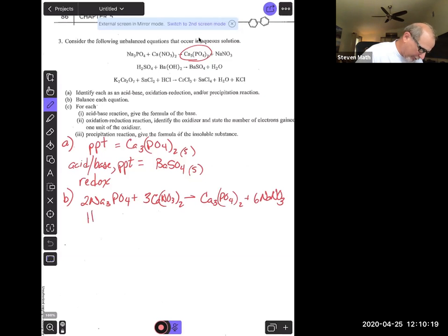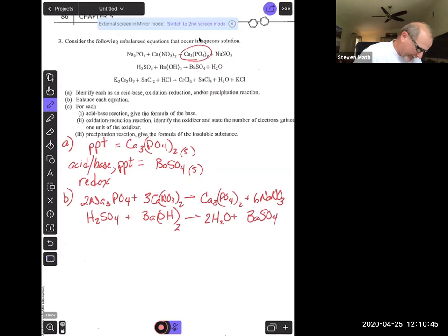You've got H2SO4 and you've got Ba(OH)2. In the acid, the sulfuric, I've got 2 protons, 2 H's. In the base, I've got 2 hydroxides. So I'm going to make 2 waters. And I'm going to make that precipitate BaSO4.